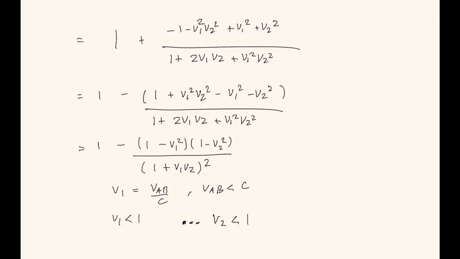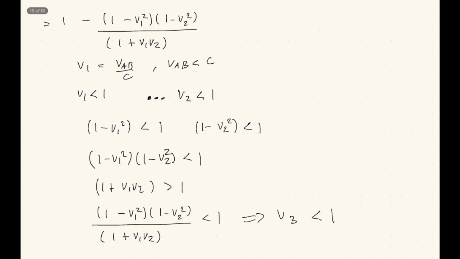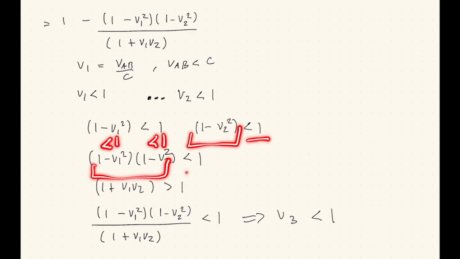Okay, so our V1 is equal to VAB over C, and we're given that VAB is less than C, so that forces V1 to be less than 1, and by a similar argument, V2 is less than 1. I rewrote these up here for clarity. Now, since V1 is less than 1, and V1 is squared, this whole term is forced to be less than 1, and it's forced to be positive. Similarly, this term is also less than 1. So I have a term that's less than 1 times a term that's less than 1, so the entire thing has to be less than 1. Now, the denominator is going to be greater than 1.